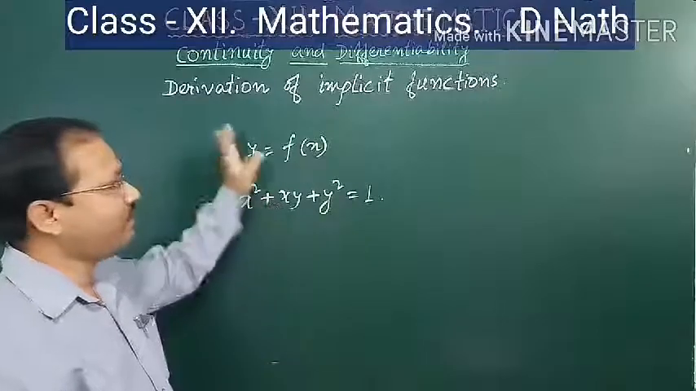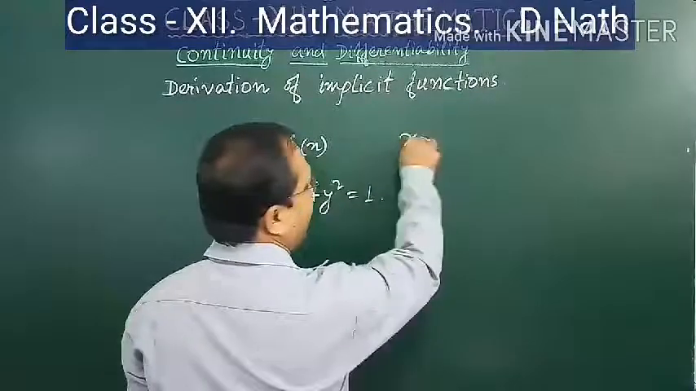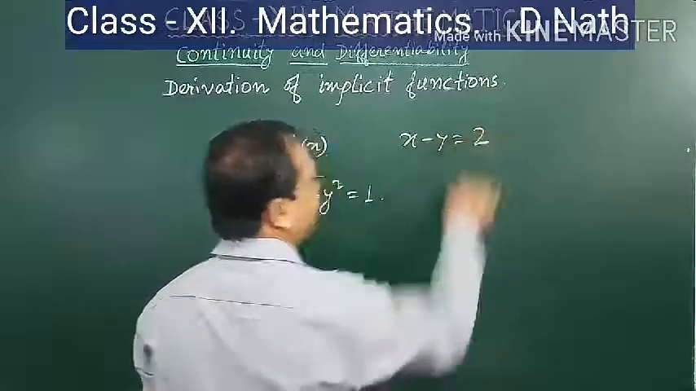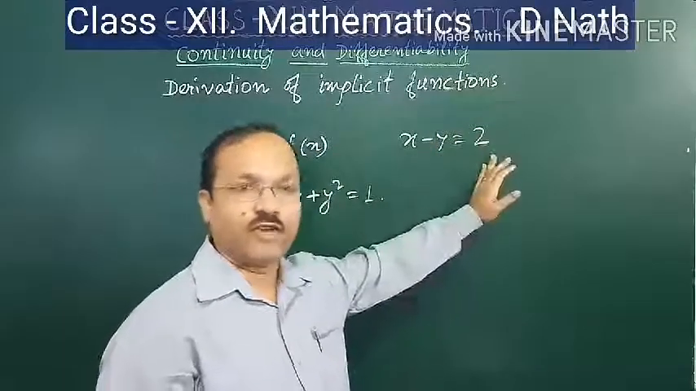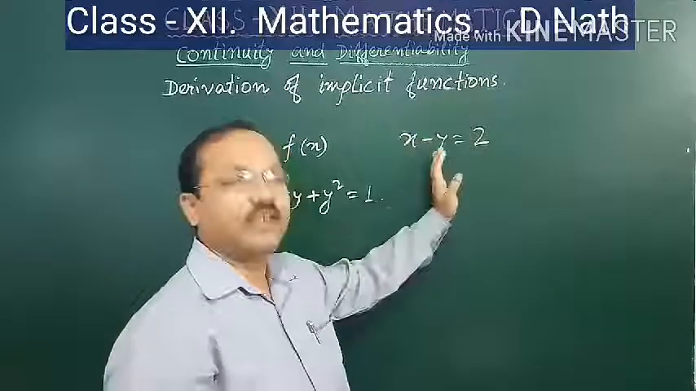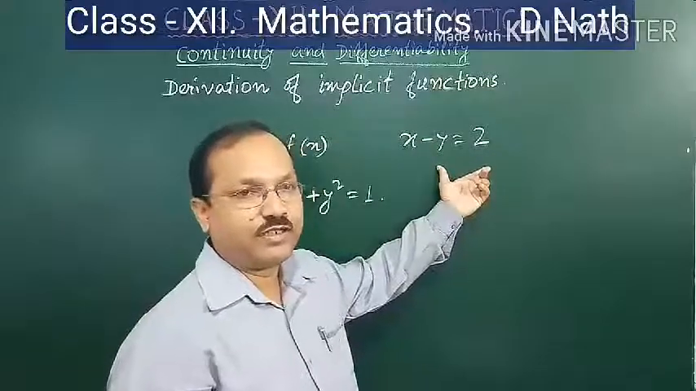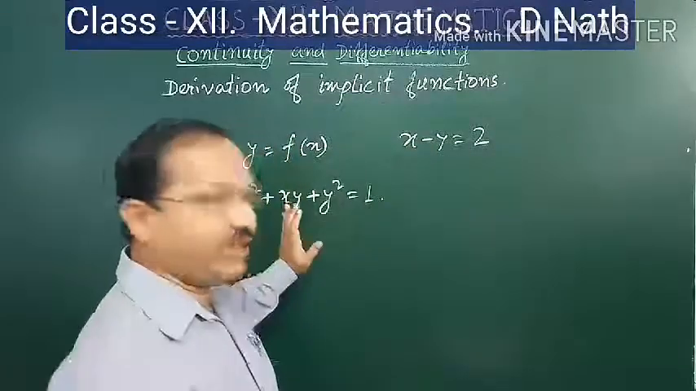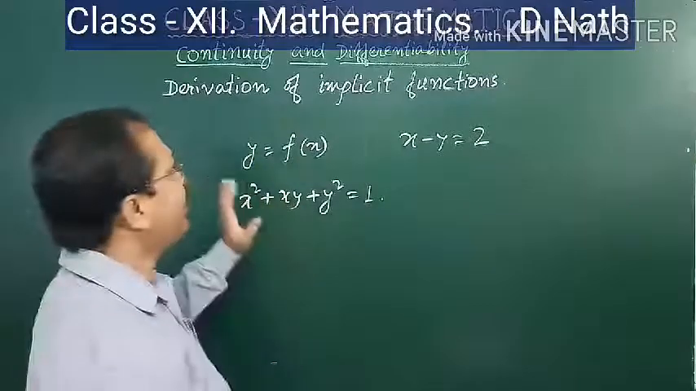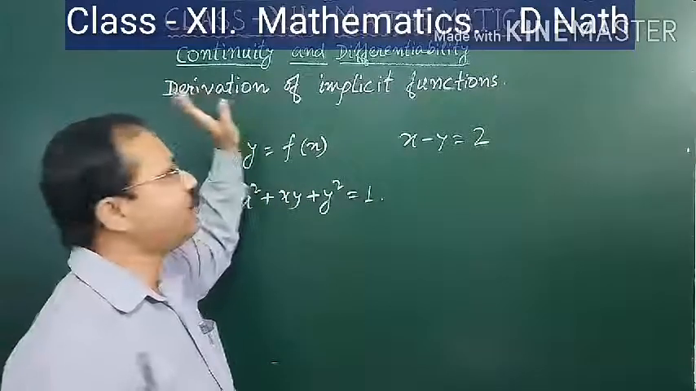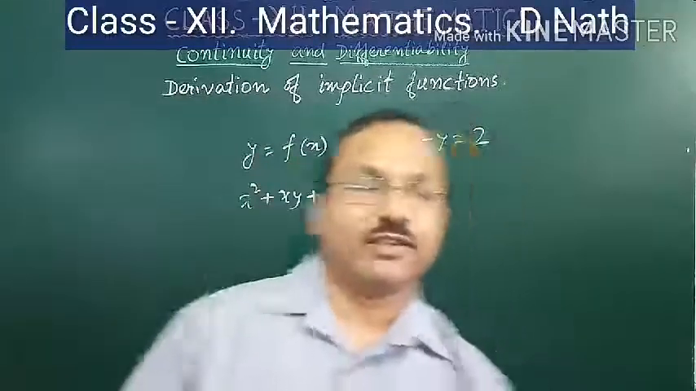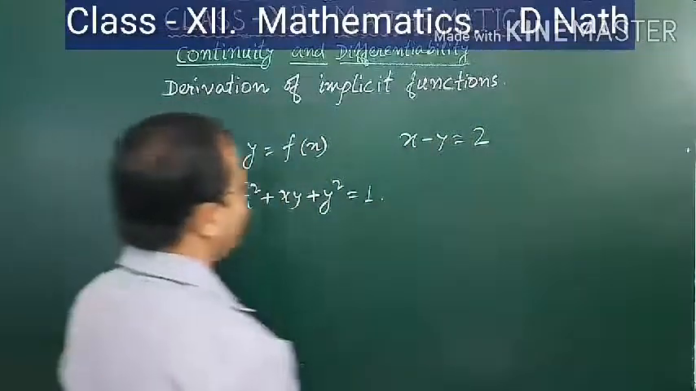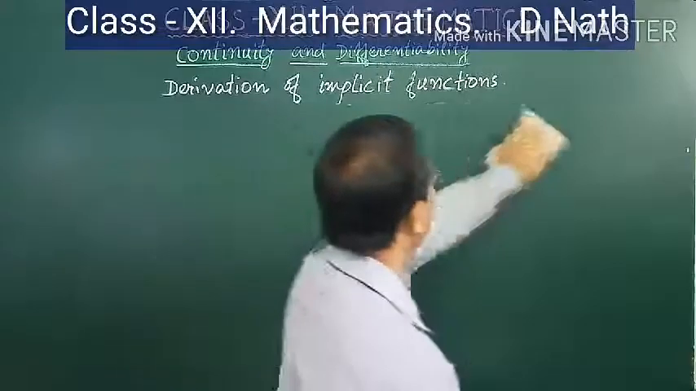And if we have, say, x minus y is equal to 2, here you can find either x in terms of y or y in terms of x, so that kind of function is explicit. Alright. So in this video we will see how to differentiate implicit functions, how to find the derivative of implicit functions.